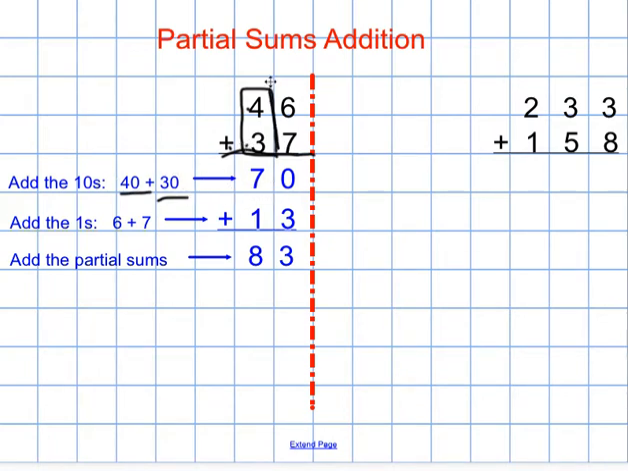Then you move to the ones place and you think 6 plus 7 is 13 and write that underneath, and you can see that they are lined up right under each other to make it easier, and then you get an answer of 83. So hopefully when you worked out your problem at the very start of the video, you also had an answer of 83. Next problem, we have 233 plus 158.